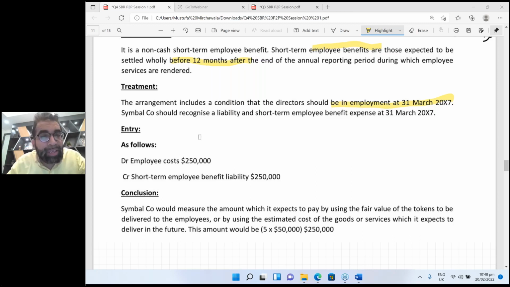So please start calling yourself SBR qualified, and even write this on the wallpaper of your cell phone that you are SBR qualified. This will give you confidence.